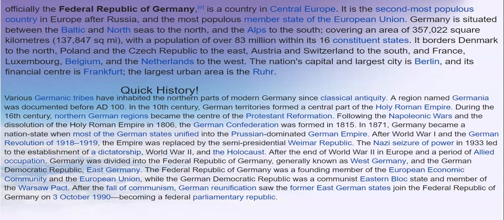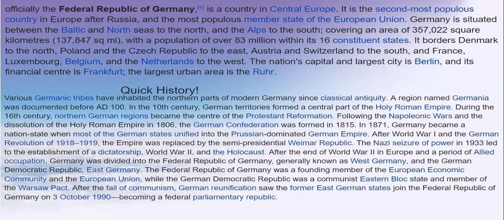In 1871, Germany became a nation state when most of the German states unified into the Prussian-dominated German Empire. Austria did not. After WW1 and the German Revolution of 1918-1919, the empire was replaced by a semi-presidential Weimar Republic. The Nazi German seizure of power in 1933 led to the establishment of a dictatorship. WW2 and the Holocaust.